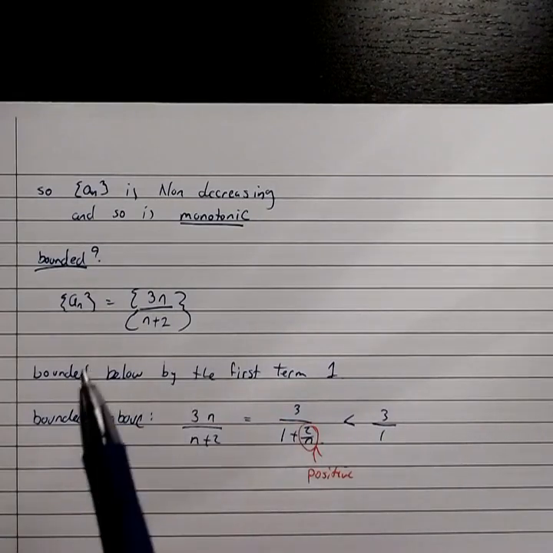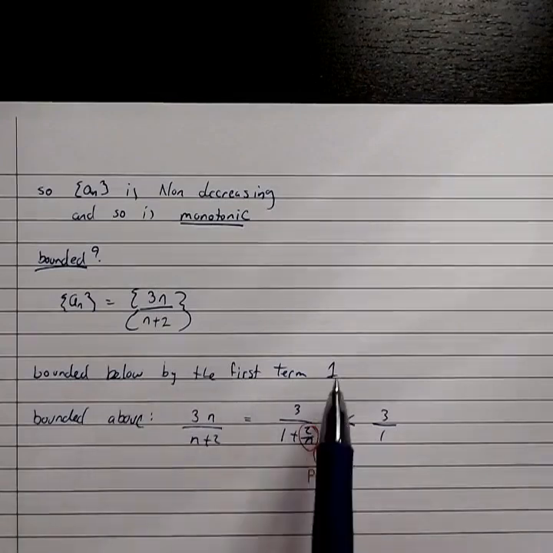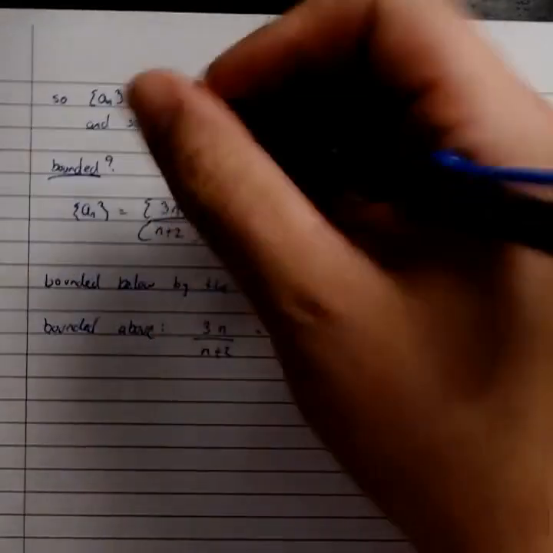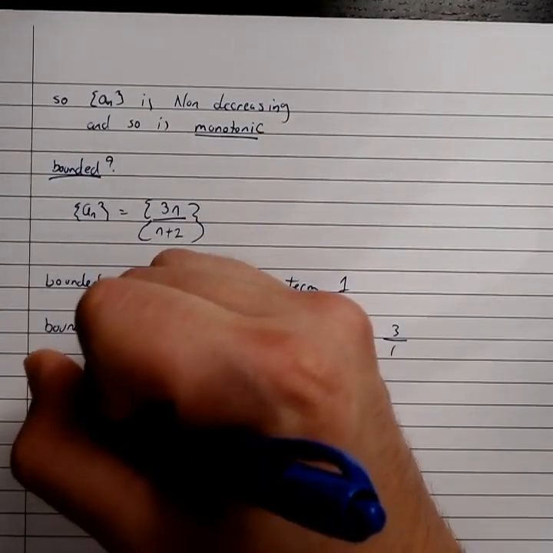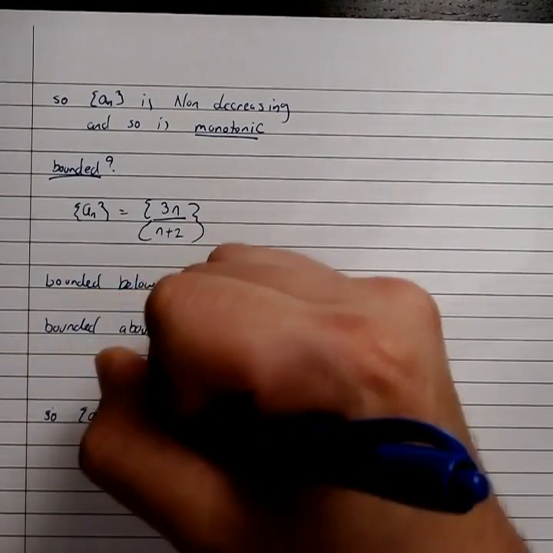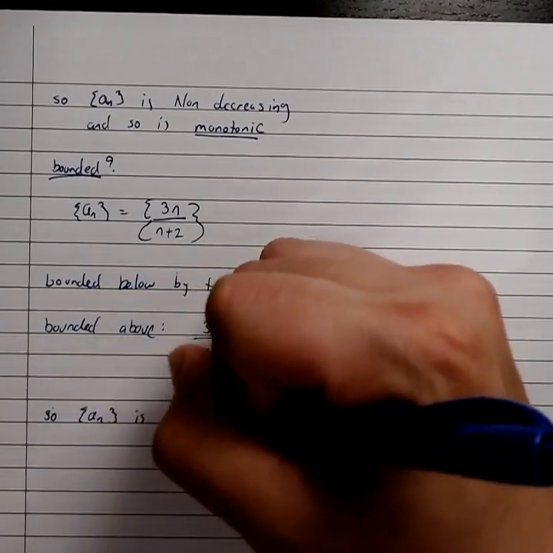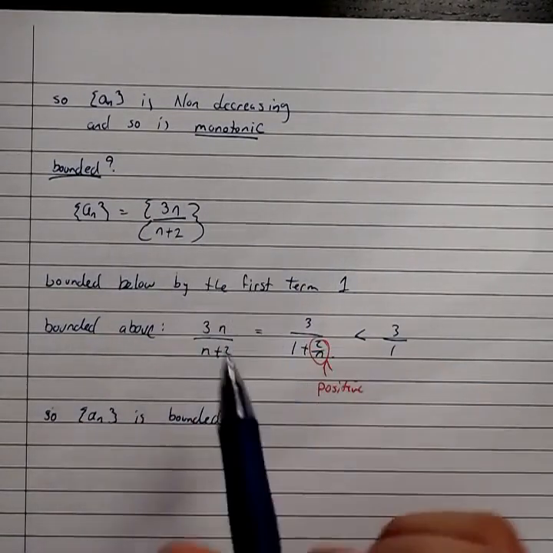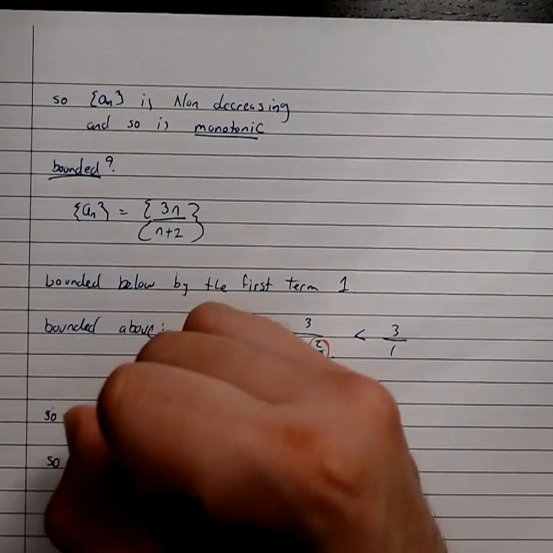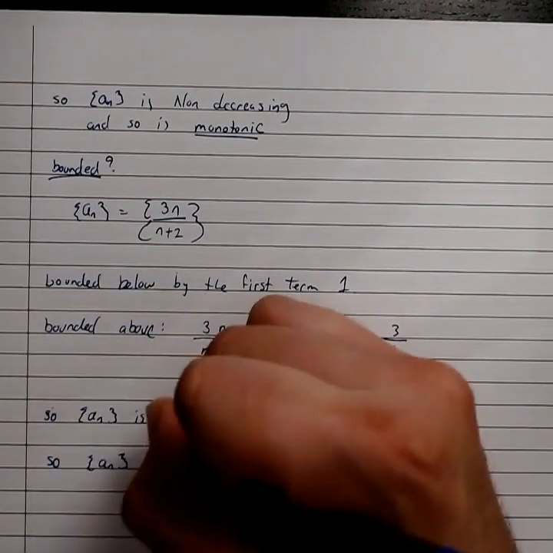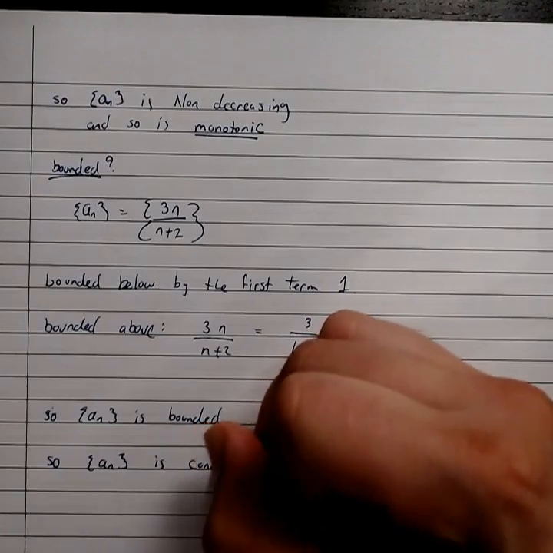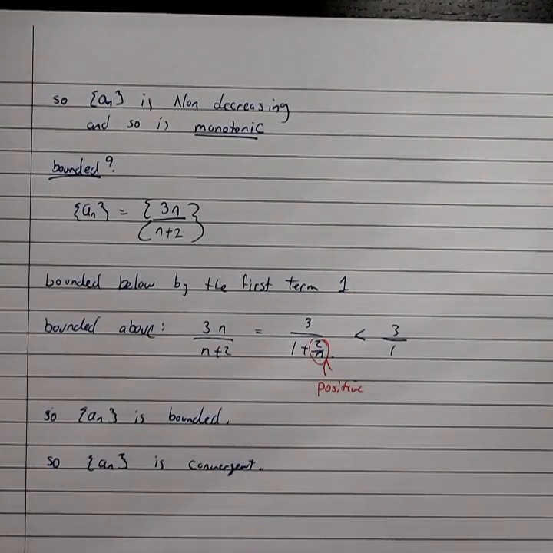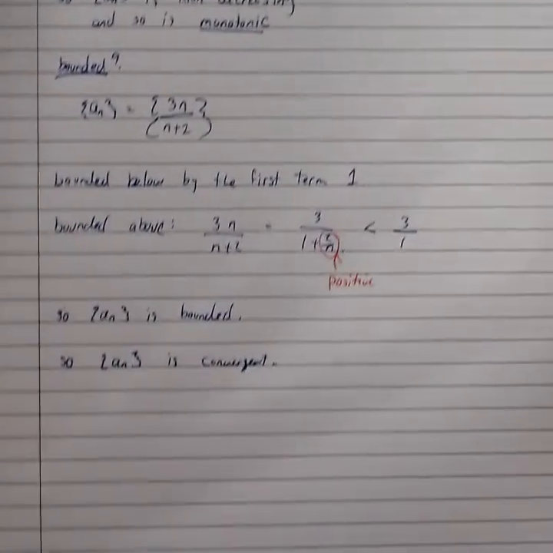All right, so my sequence is bounded below by the number 1. It's bounded above by the number 3, and it's monotonic. So it is bounded. And even though it doesn't ask the question, here you do confirm that it's monotonic and bounded. So we confirm that a sub n is convergent. And that makes us happy. And that concludes our section.